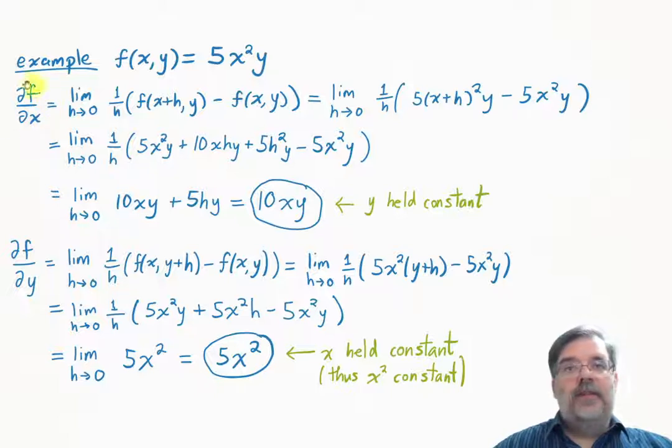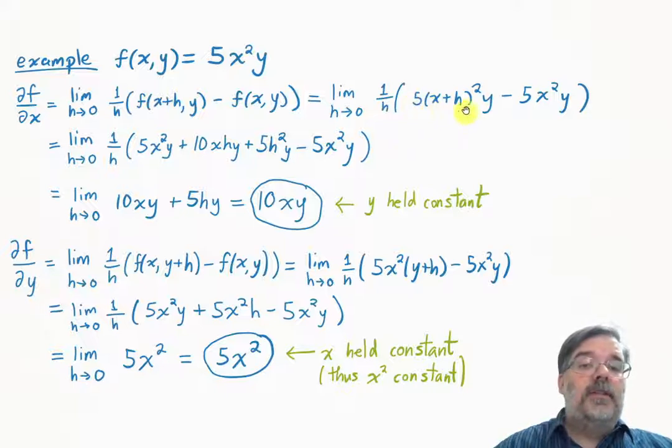Now to calculate df/dy, the partial derivative, that's the limit as h goes to 0. Division by h, I'll write that as multiplication by 1 over h, just to save some space. It's 1 over h times this quantity. And so, in this function, we'll have f(x, y) as this last part, so minus 5x squared y. Here, f(x + h, y), we're going to substitute x + h in for x. So this first term becomes 5 times the quantity (x + h) squared times y.